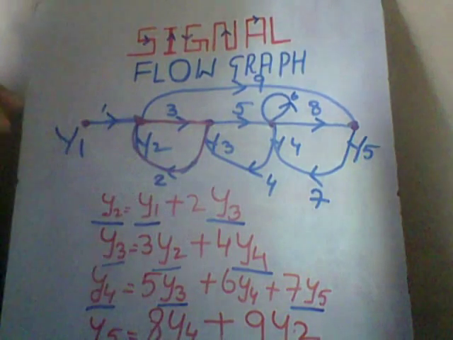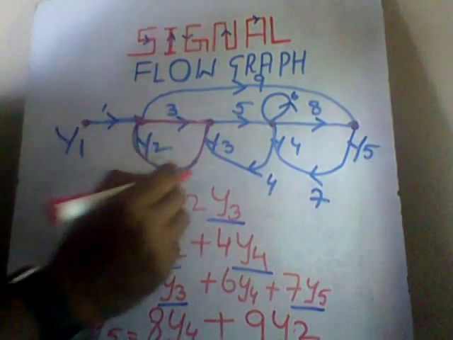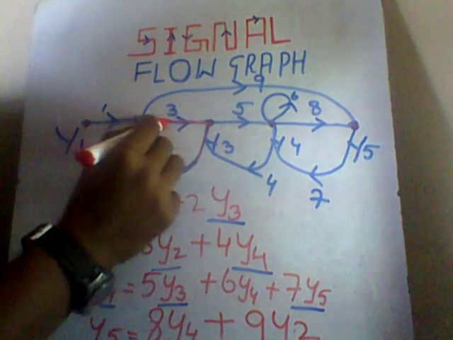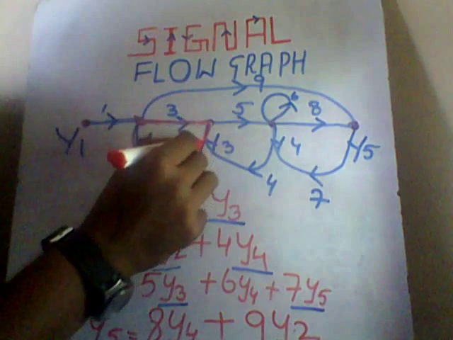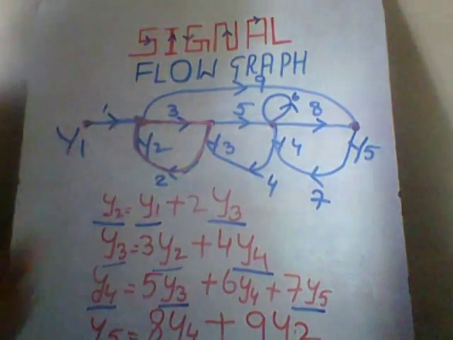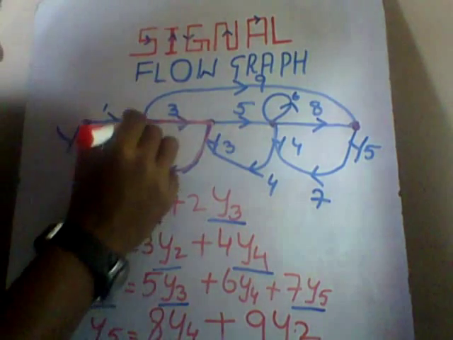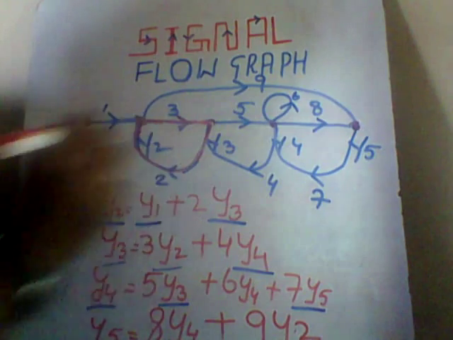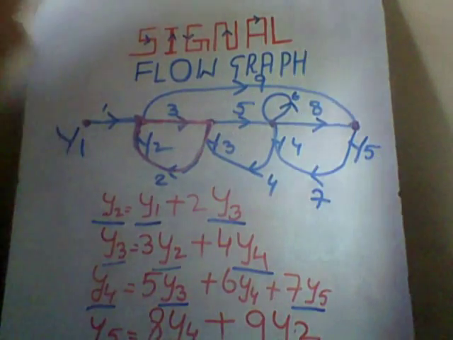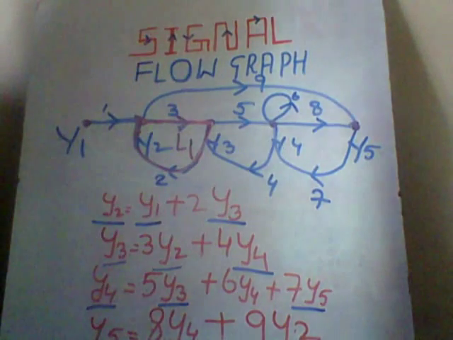What is a loop? A loop is a path that terminates on the same node where it started. So this is one loop, and let us call this loop L1.